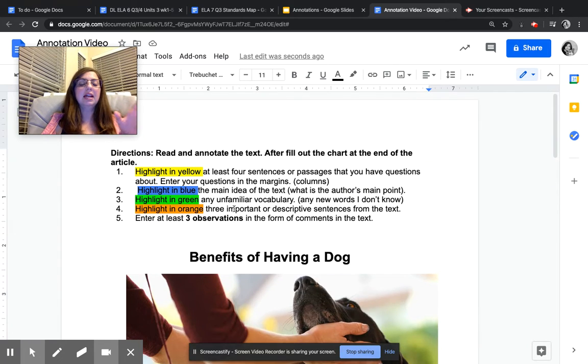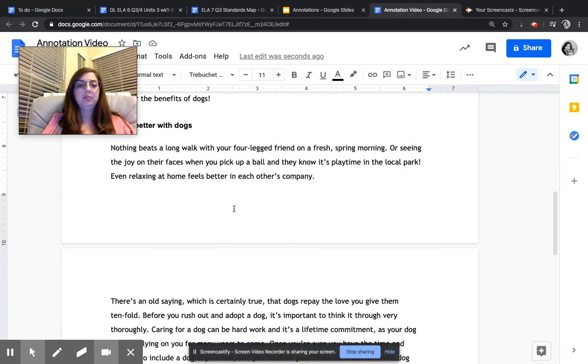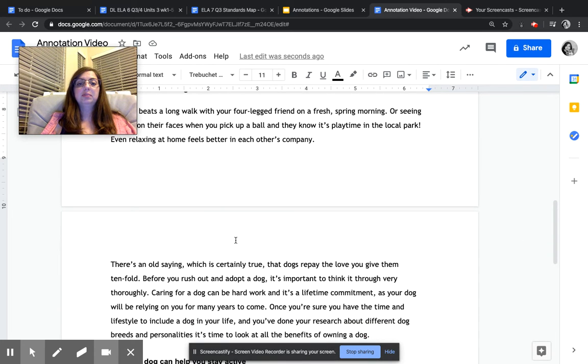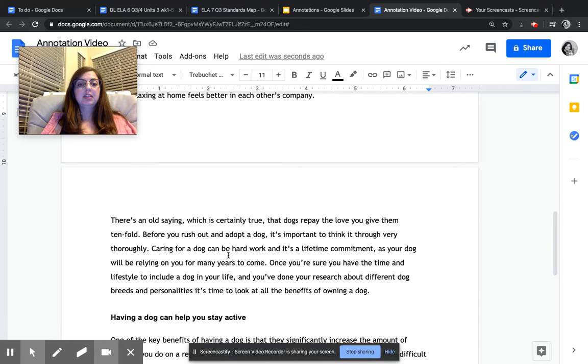So now I'm going to kind of start looking for passages I'll have questions about, observations that I can make comments about, descriptive language, and any vocabulary I'm unfamiliar with. Nothing beats a long walk with your 4-legged friend on a fresh spring morning, or seeing joy on their faces when you pick up a ball and they know it's playtime in the local park. Even relaxing at home feels better in each other's company. There's an old saying, which is certainly true, that dogs repay the love you give them tenfold.